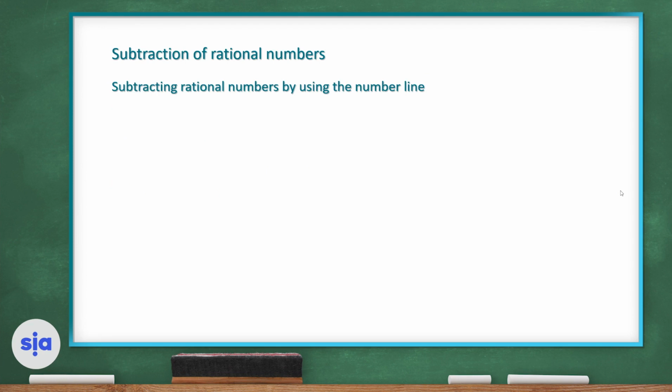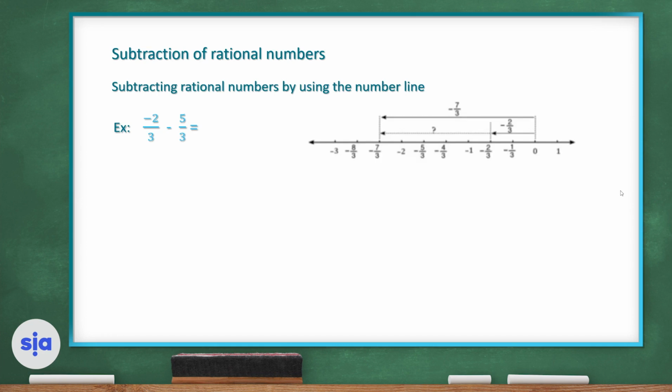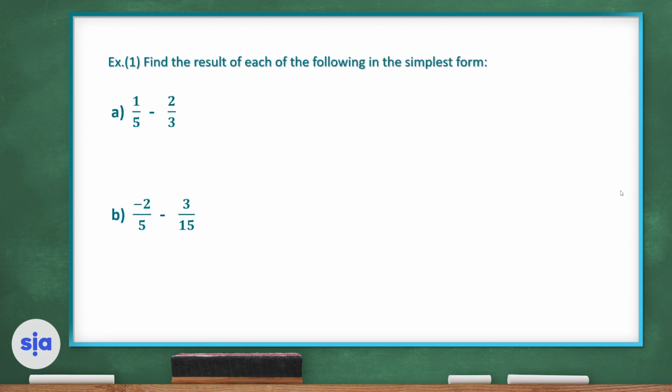Let's now go and see the subtracting of rational numbers by using the number line. Negative 2 over 3 minus 5 over 3. Here's the number line. You go to the negative 2 over 3, and then the result will be negative 7 over 3.